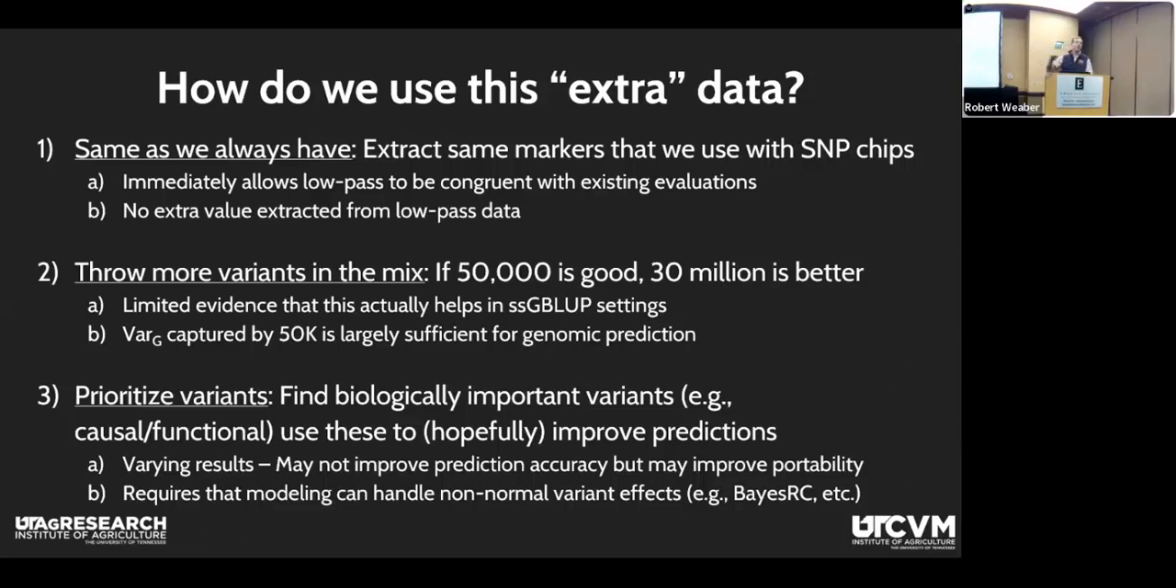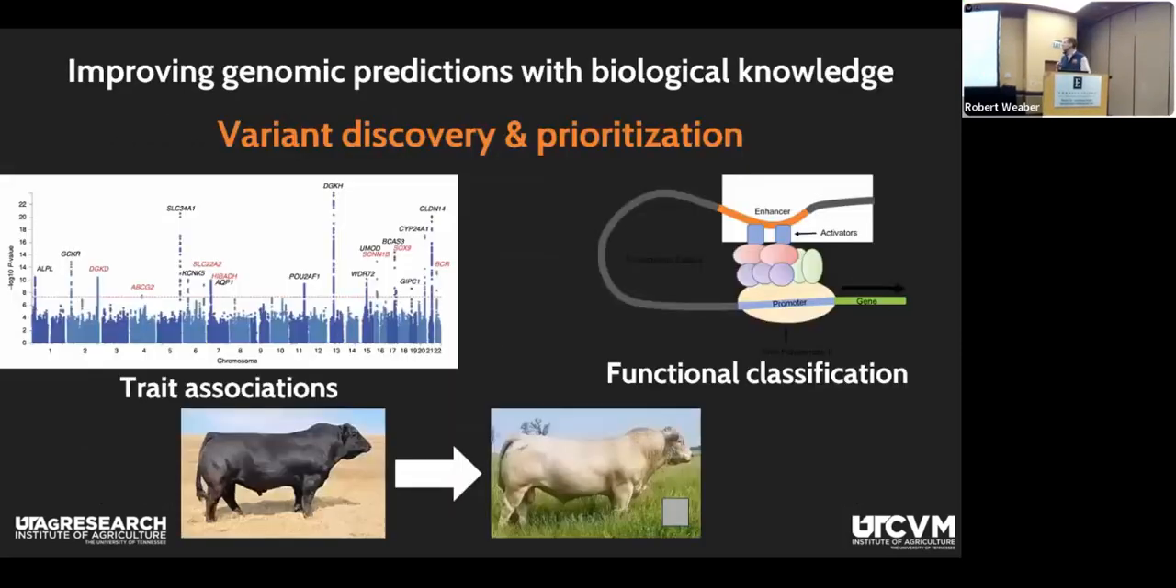And then I think the sort of unknown is if we can accurately prioritize variants, whether that's through some sort of a GWAS and fine mapping, functional annotations and whatnot, might we be able to improve the quality of our genetic predictions with some of this functional biological variation? I think the jury's still out there, but it's going to require that we utilize models that can handle non-normal variant effects, such as Bayes RC and so on. But again, the applicability of those at production scale genomic predictions is something that I think the jury is very much out on.